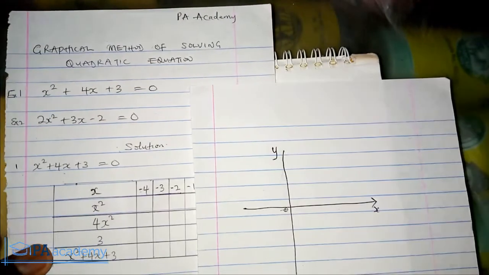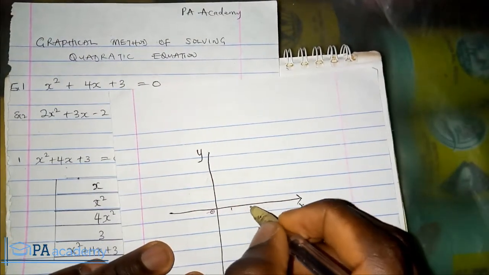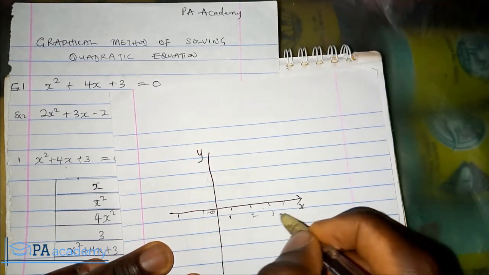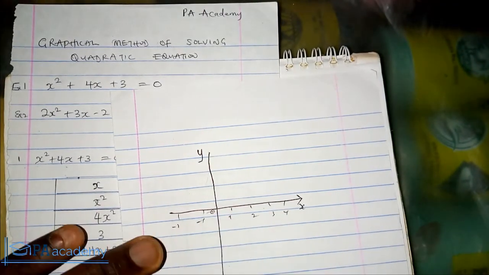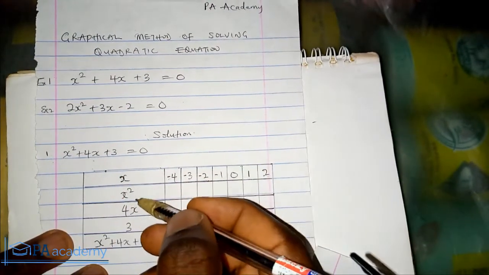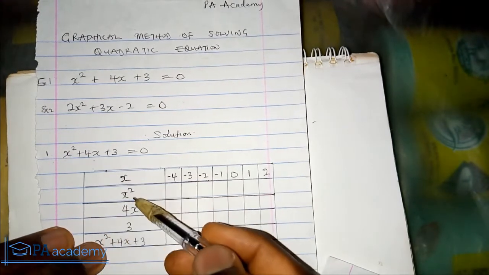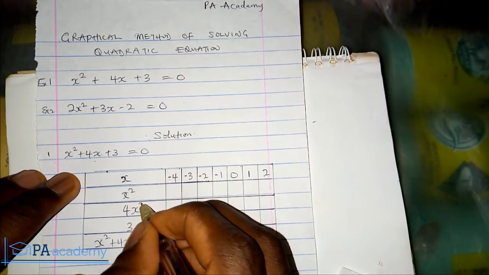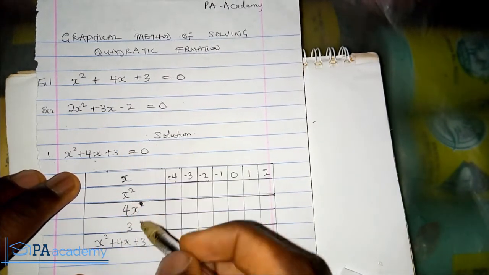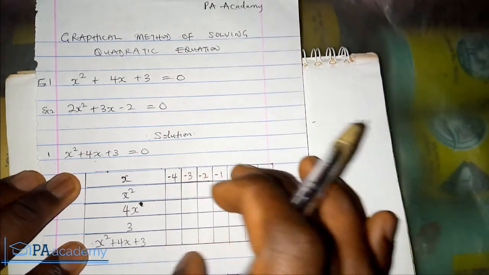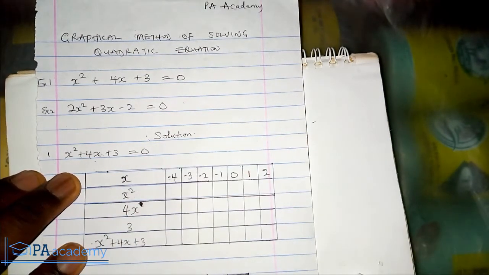So the values that will be on the x-axis, this is 0, 1, 2, 3, 4, minus 1, minus 2. So that is what we are having here. Then y is itself the quadratic equation. This x squared, we have it here. 4x, okay, this should be 4x, not 4x squared. So 4x, then 3. So this is the entire quadratic equation. We are going to be solving it using this table and then plotting our graph.